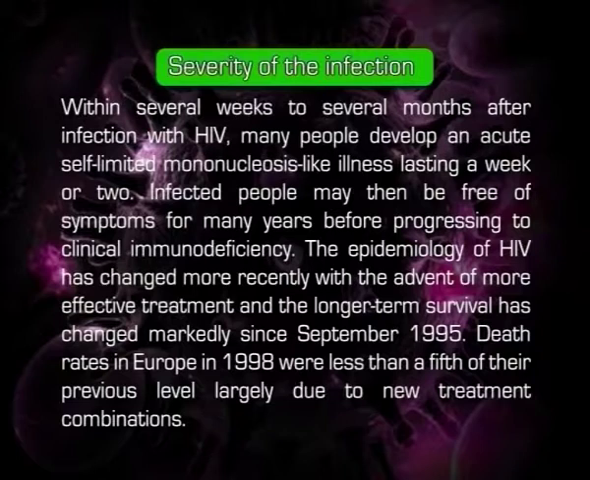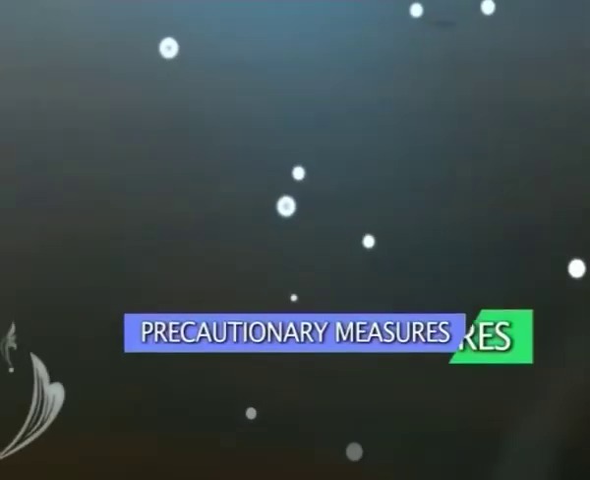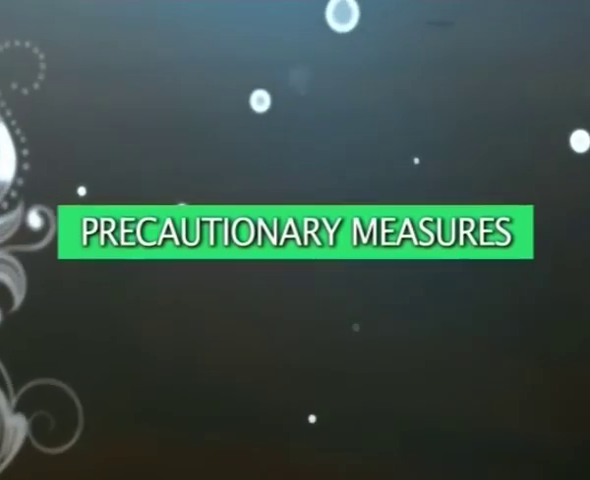The epidemiology of HIV has changed more recently with the advent of more effective treatment, and longer-term survival has changed markedly since September 1995. Death rates in Europe in 1998 were less than a fifth of their previous level, largely due to new treatment combinations. Now we have precautionary measures.